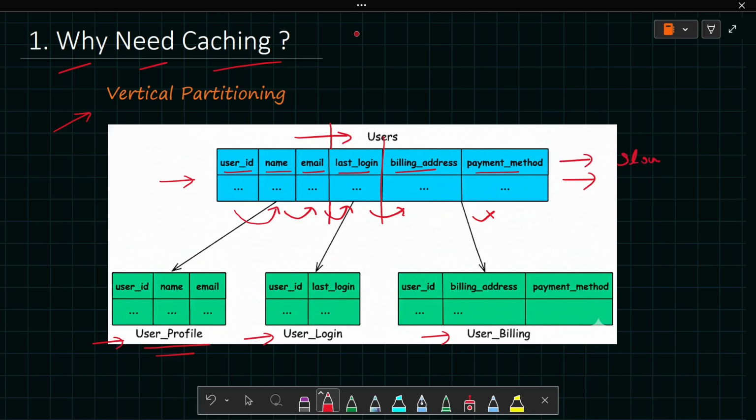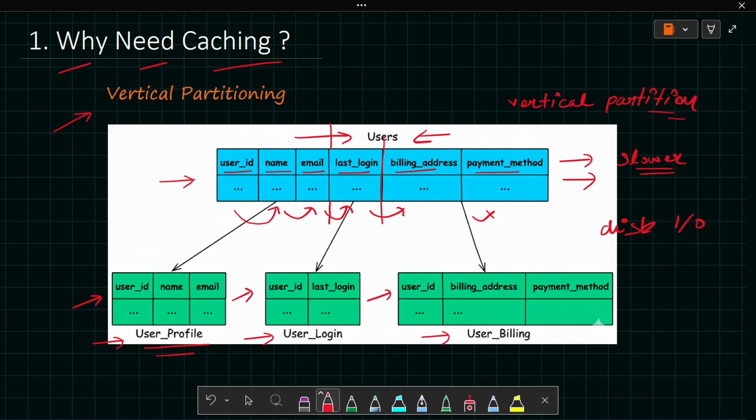There was a slower query. We were scanning so many columns, and to optimize this, to convert into a few specific fields, we have split this user table. This is also known as vertical partitioning. I hope you got my point. Now we have separate tables: user profile, user login, and user billing. So what we are doing is we are reducing the disk IO.